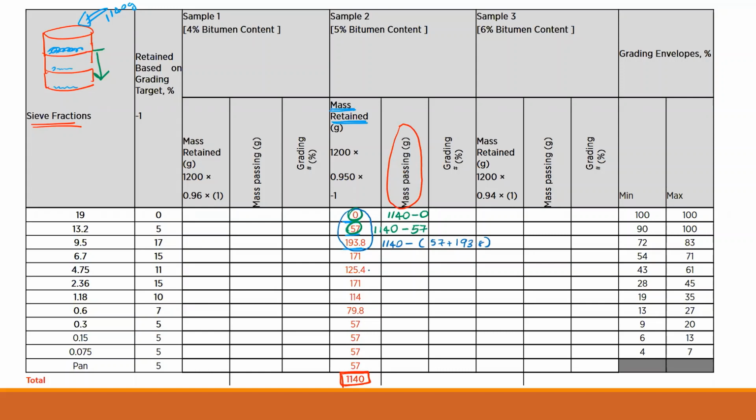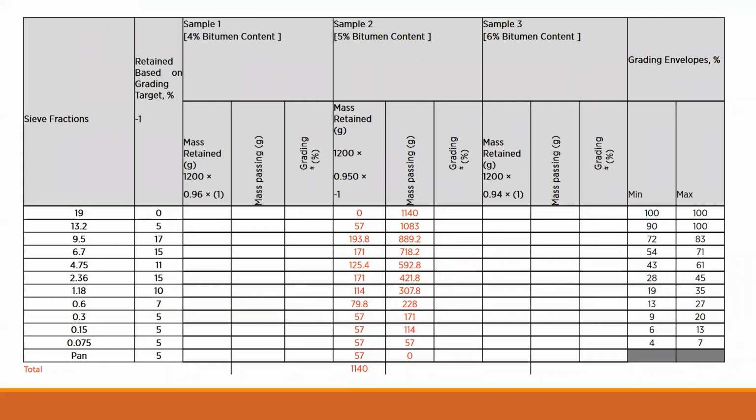When you go to this one, that will be 1,140 minus all of the above amounts remaining in the top sieves, the rest only went through. So you subtract all of this: 57 plus 193.8 plus 171 plus 125.4. Likewise, do the calculations and find out the amount passed through. When I did my calculations, this is what I got. There is an easy way to do this. When you find this, you subtract this from this, then it will be easier for you to do the calculation.